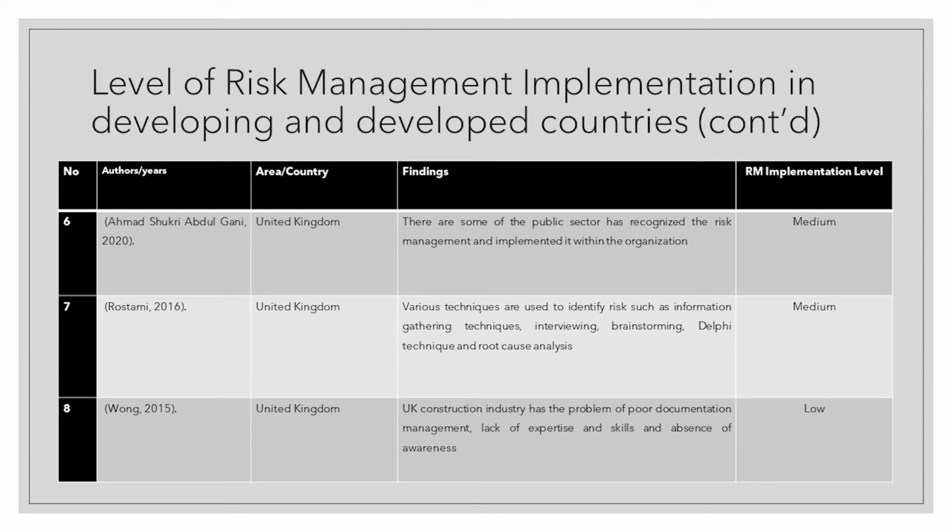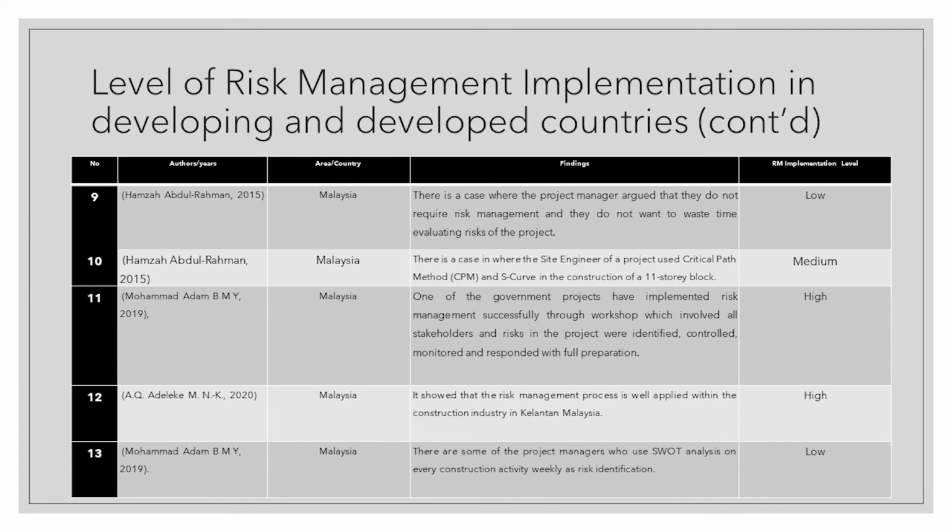It can be seen that the problem in the UK stated by the author in number 8 is in the year 2015, while the authors in numbers 6 and 7 are in years 2016 and 2020. It can be seen that the UK has been developing risk management to a medium level from time to time. Right, moving on, we are looking at the level of implementation of risk management in Malaysia through the literature reviews.